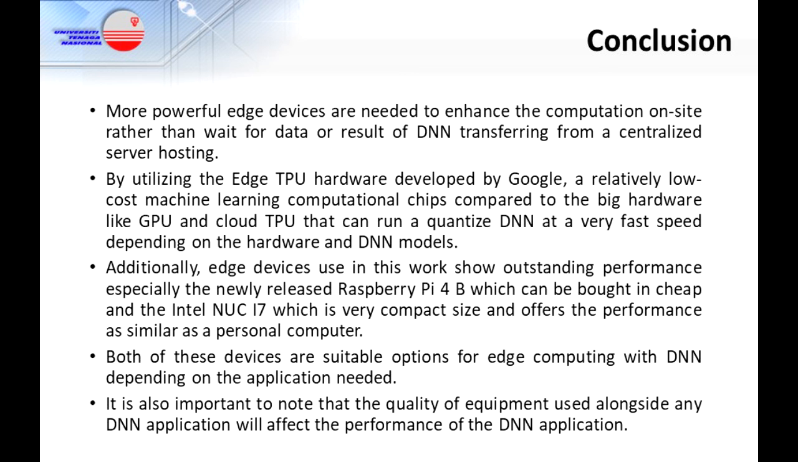Additionally, the edge devices used in this work show outstanding performance, especially the newly released Raspberry Pi 4B, which can be bought cheaply, and the Intel NUC i7, which is very compact and offers performance similar to a personal computer. Both of these devices are suitable options for edge computing with DNN models depending on the application needed. It is also important to note that the quality of equipment used alongside any DNN application will affect the performance of the DNN application.